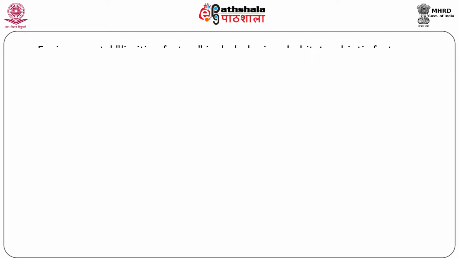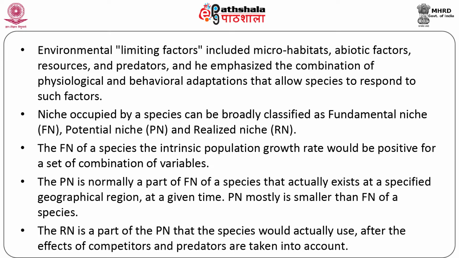Grinnell included all of the commonly listed environmental limiting factors in his formal descriptions of species niche. These included microhabitats, abiotic factors, resources and predators, and he emphasized the combination of physiological and behavioral adaptations that allow species to respond to such factors. In a hypothetical functional niche of a species, the intrinsic population growth rate would be positive for a set of combinations of variables such as growth rate at low densities and minimal negative interactors. This is nearly the same as Hutchinson's functional niche, with a few caveats.